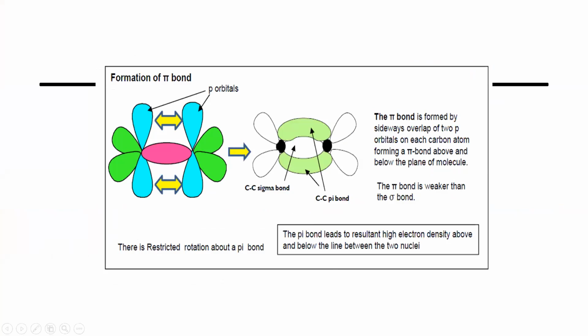When we draw the four bonds, for example, when we show the bonds of the carbon, two of them are in the same plane. One is into the plane, another one is out of the plane.